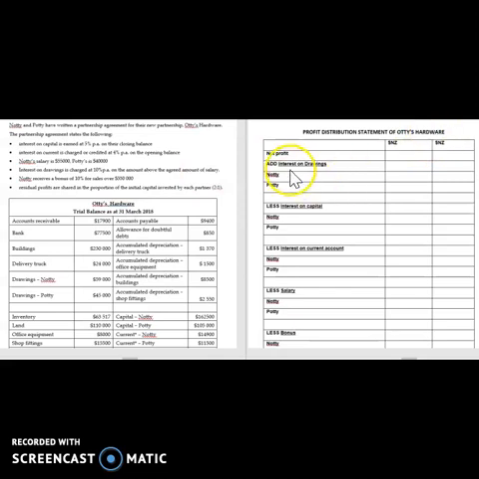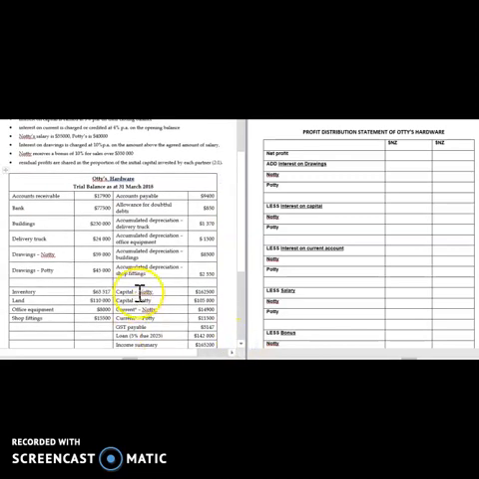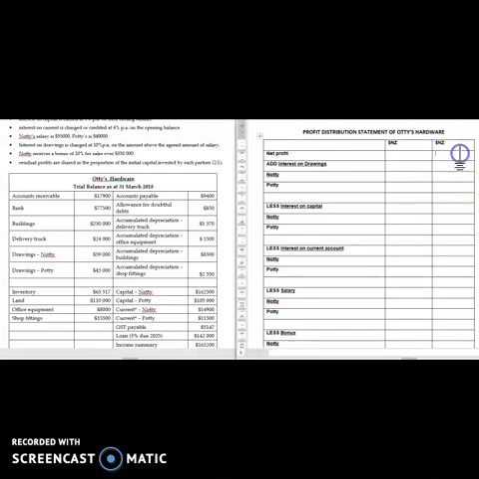First, we have to look at net profit. We'll be able to get it from the trial balance under the equity section. This is our equity section. And income summary is the net profit. And the income summary for Otis Hardware, that's the net profit, was 165,200.